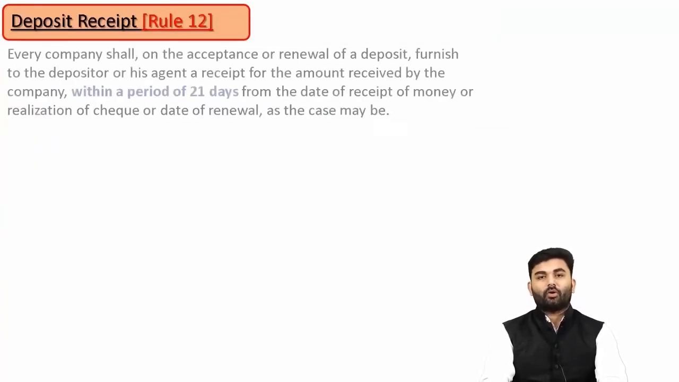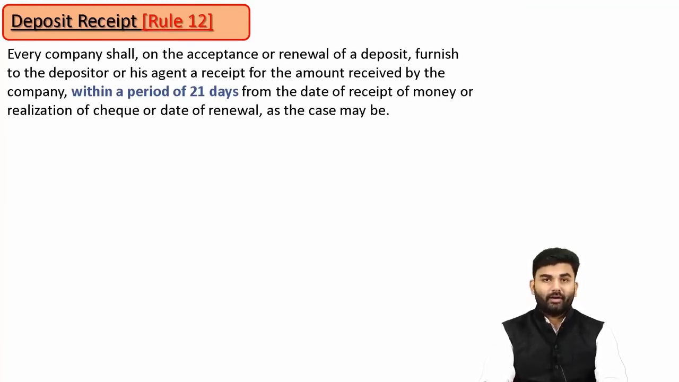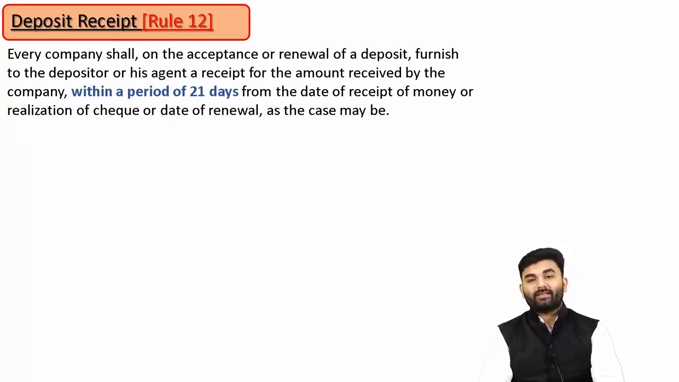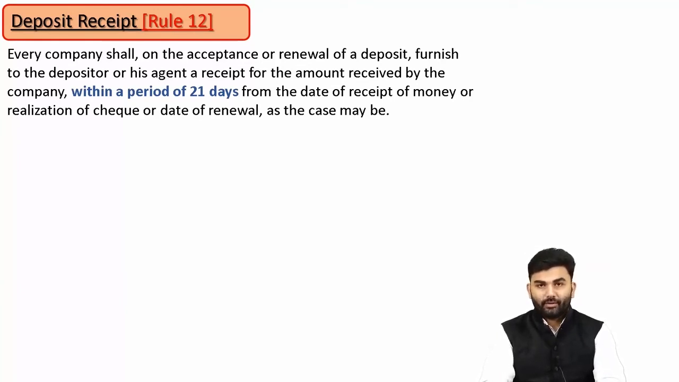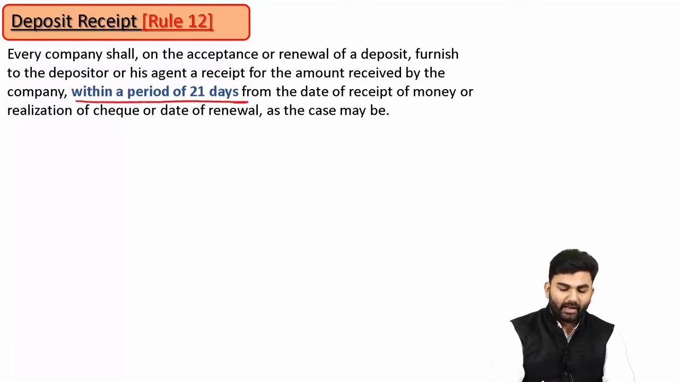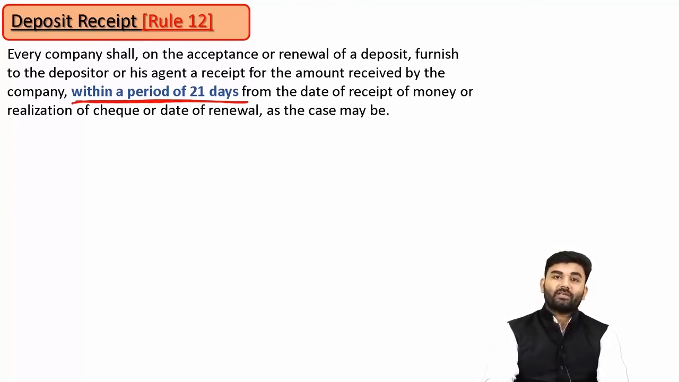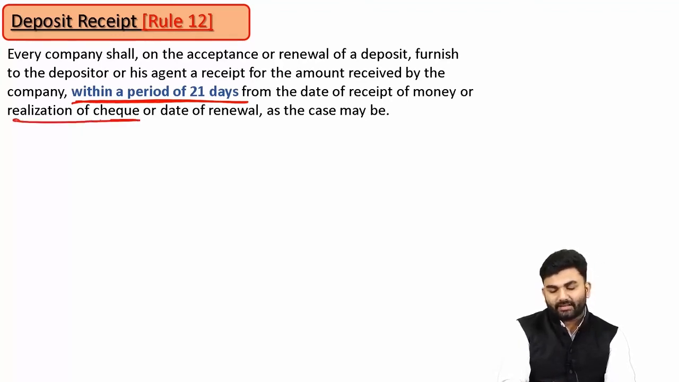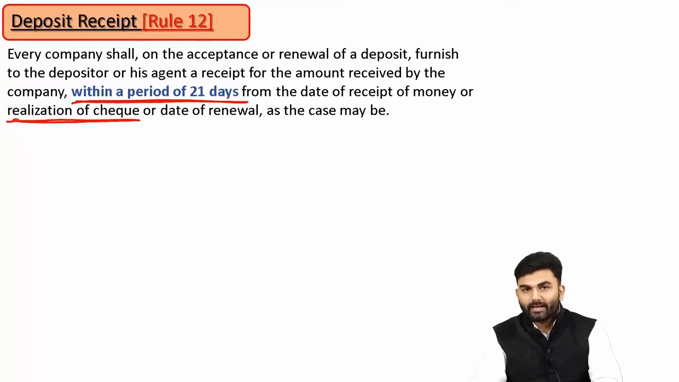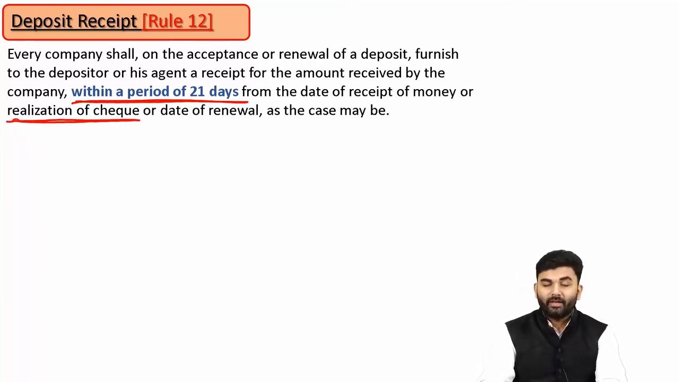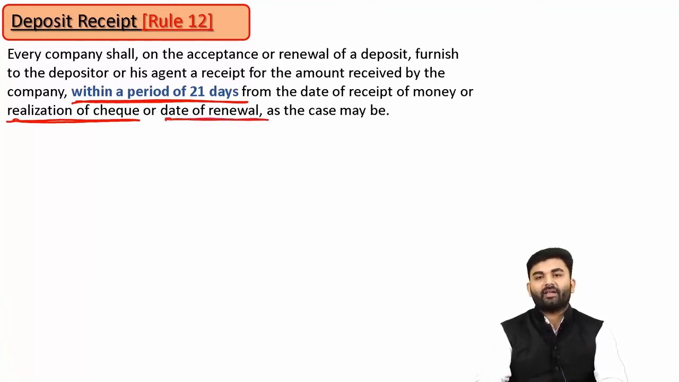Over here, the next rule is about the deposit receipt. The lawmaker says that whenever a company has received money in the form of a deposit, from the day when such money was received, within a period of 21 days the company shall issue a deposit receipt to its depositor. However, if the depositor has given a check, then from the day when the check gets realized, within 21 days the company shall issue a deposit receipt. If it is a case of renewal, then from the day when the renewal took place, within a period of 21 days the company shall issue a deposit receipt to its depositor.